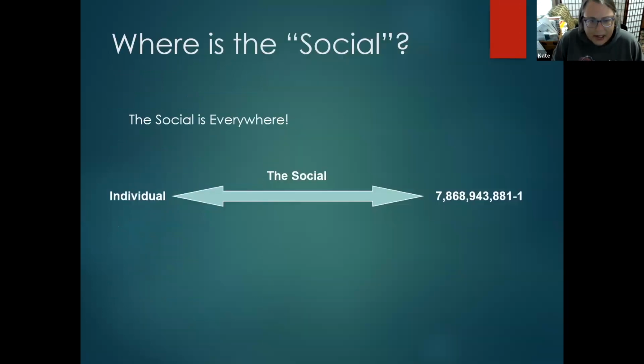So what is the social? I keep talking about the social. The social is everywhere. It's in between the individual and the number of people on this planet. So I can study a dyad, which is a group of 2 people. I can study a triad, which is a group of 3 people, or I can study the entire world. Usually sociology fits somewhere in between those 2 extremes.